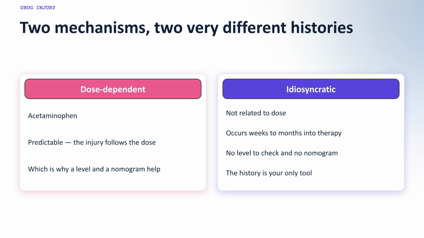Drug injury comes in 2 flavors, and they behave completely differently. Dose-dependent injury is acetaminophen, predictable. The injury follows the dose, which is why a level and a nomogram are useful. Idiosyncratic injury is not related to dose at all. It appears weeks to months into a course of a drug the patient has been tolerating. There is no level to send and no nomogram to plot. The medication history is the entire diagnostic test.